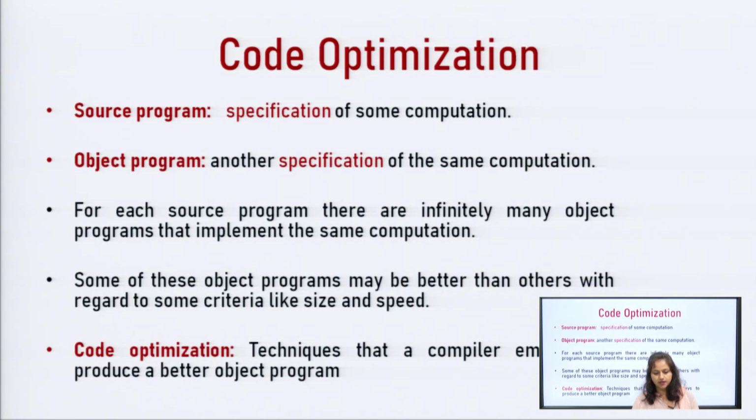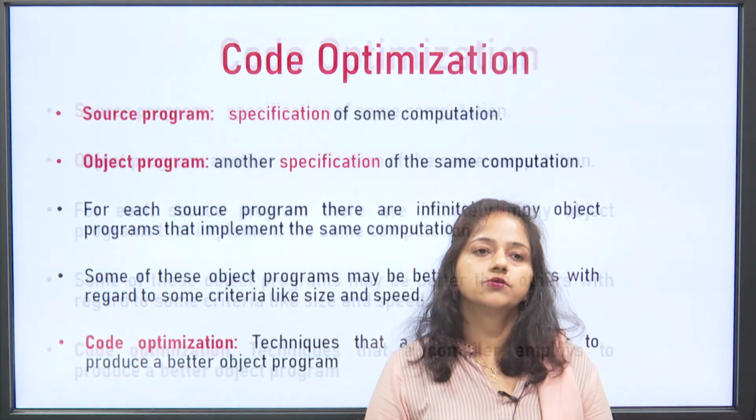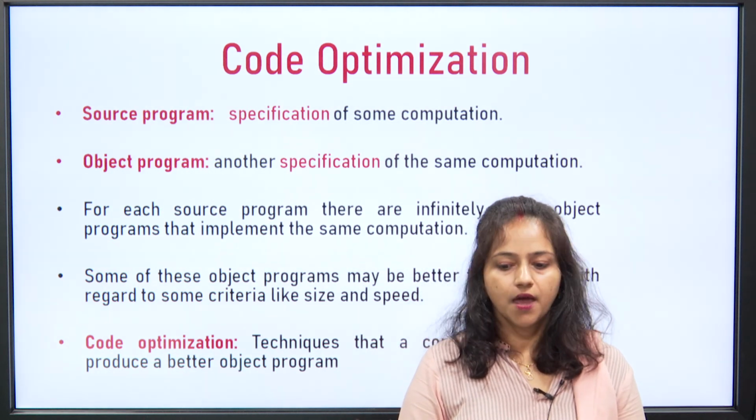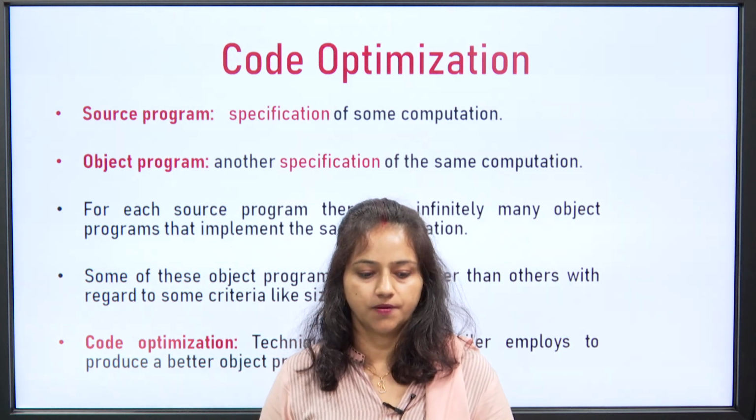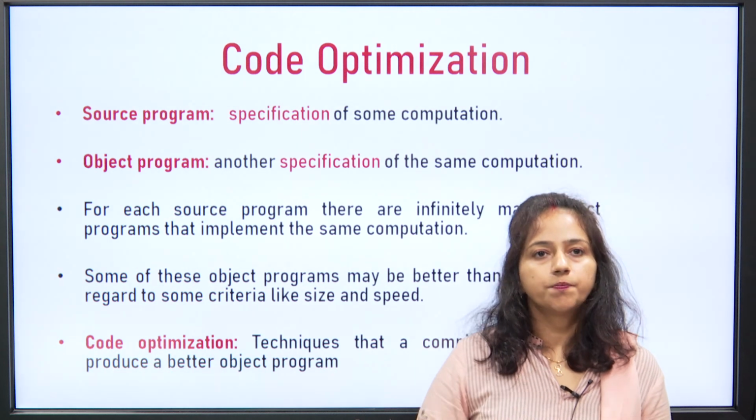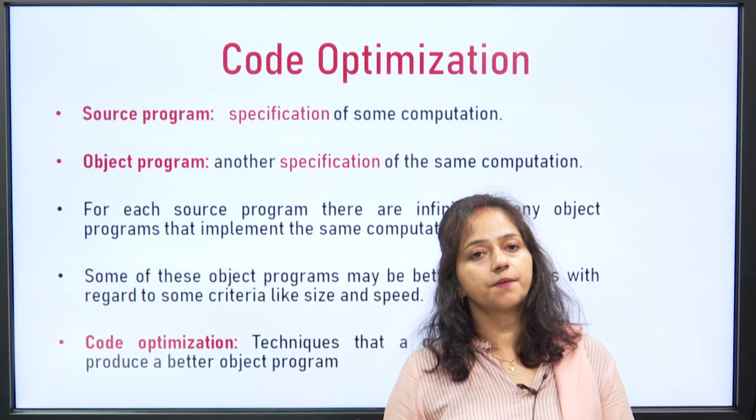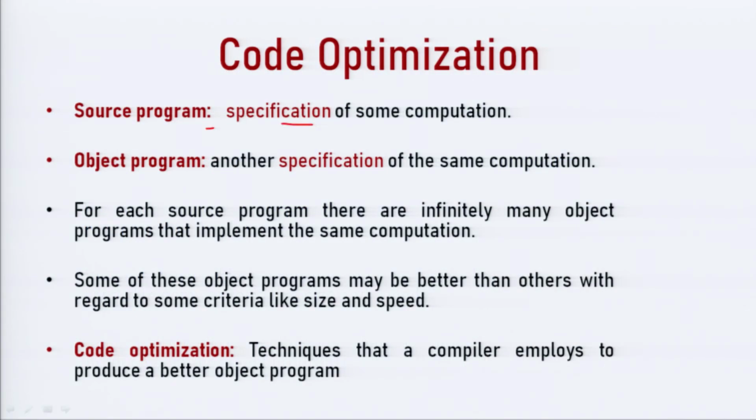Now first is code optimization. A compiler generates the target code for the source program. The input to the compiler is the source program, and the source program is actually the specification of a computation, and the compiler produces the output program. That output program is actually another representation of the same computation. So the source program is a specification and the object program is another specification, but of the same computation.